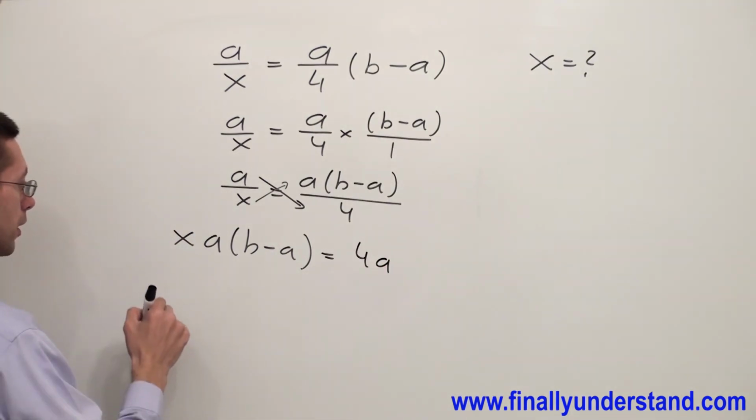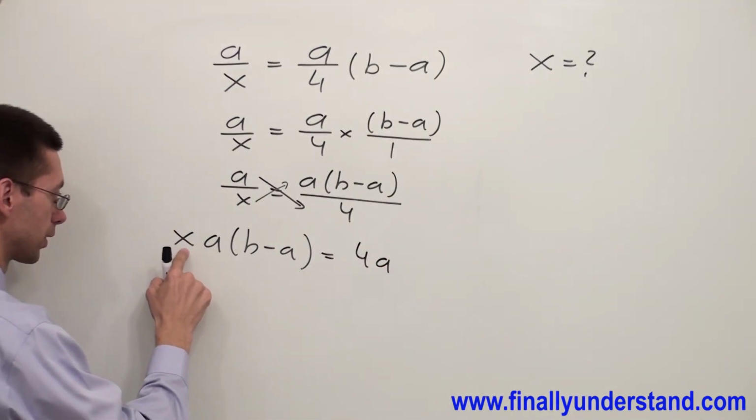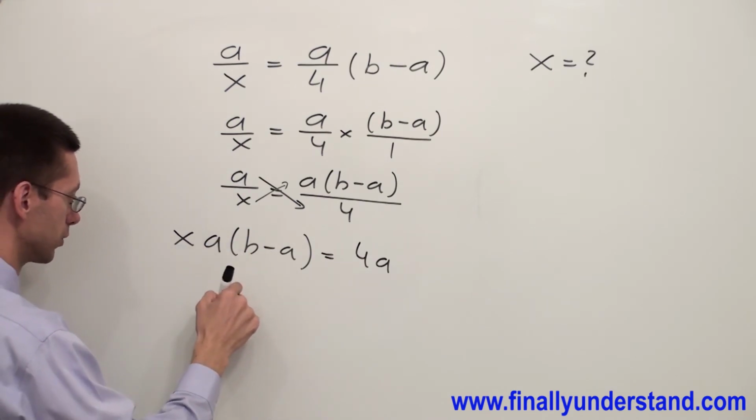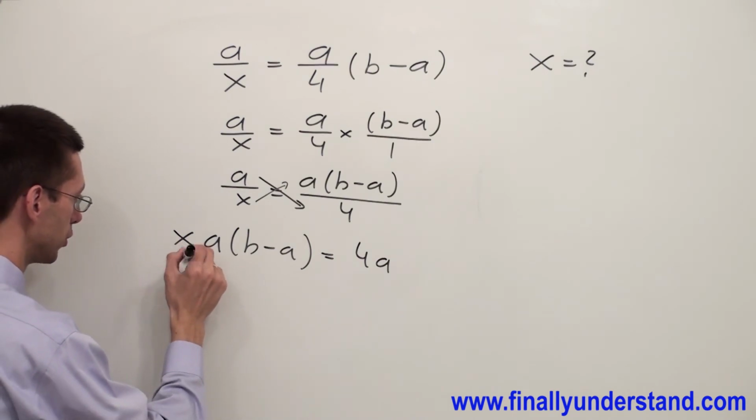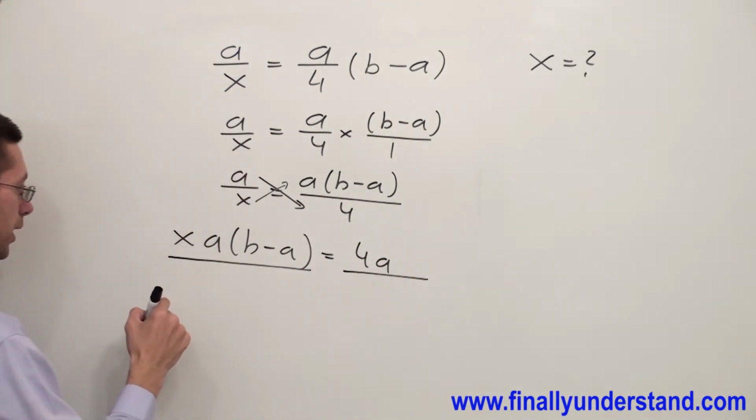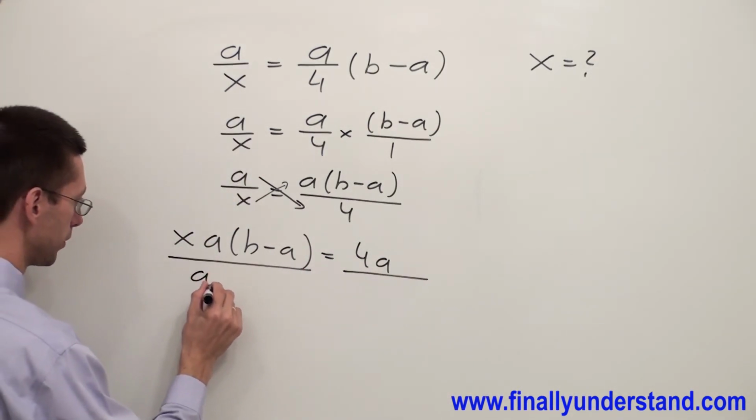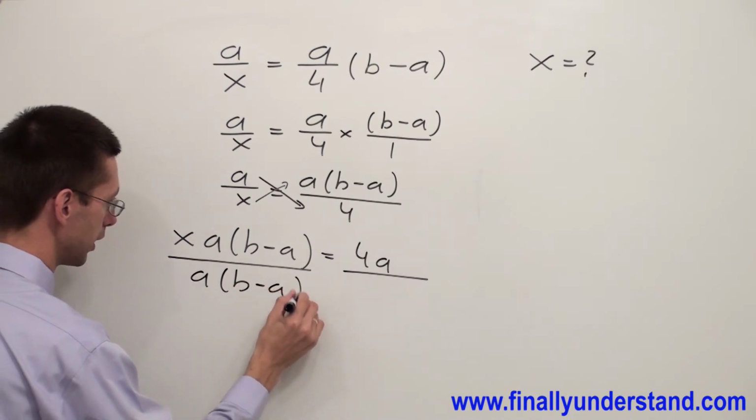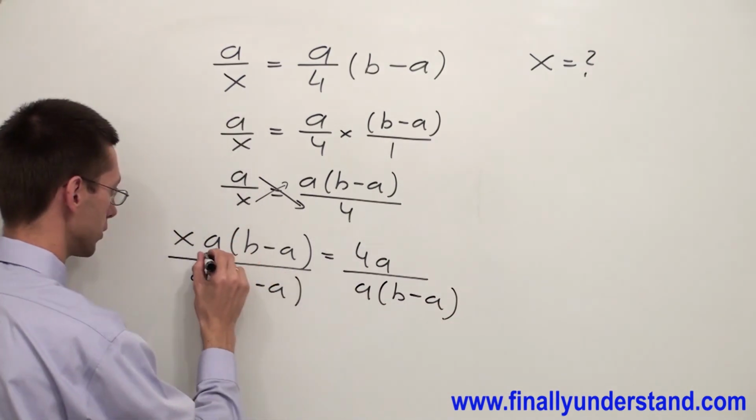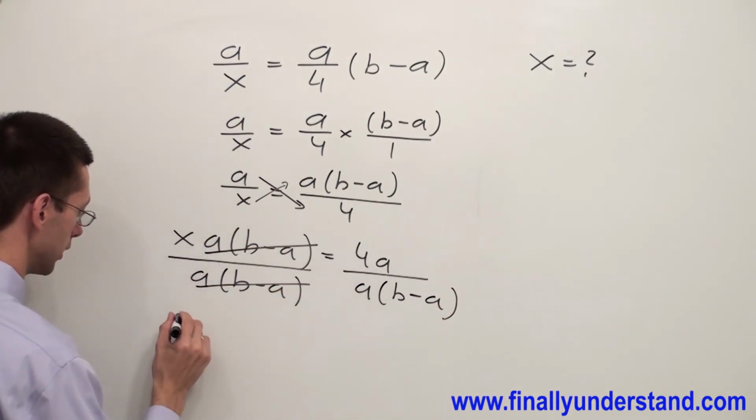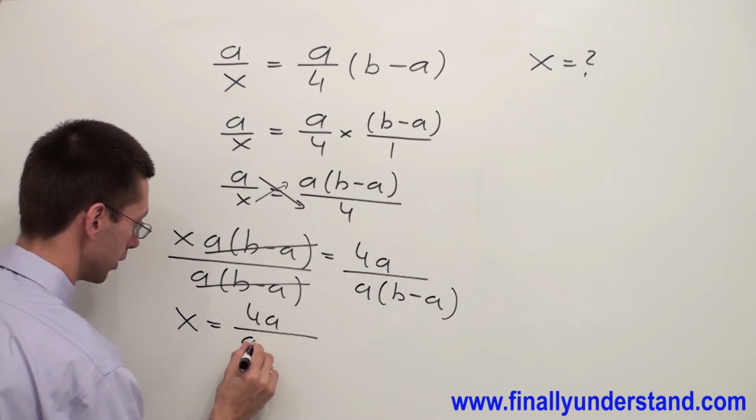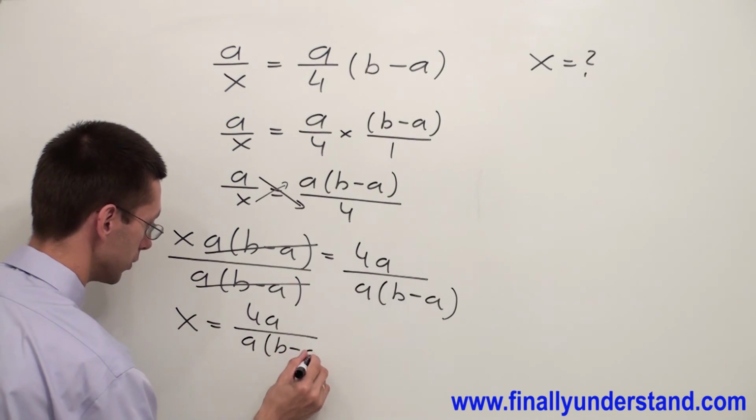Okay, I'm looking for x. Okay, x is multiplied by a and parenthesis b minus a. So what I'm going to do, I'm going to eliminate this multiplication by dividing both sides of the equation by whatever is multiplied to x. So I'm going to have a times b minus a. So this and this will cancel out, and x is equal to 4a over a times b minus a.